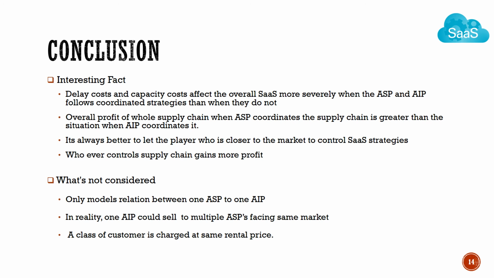In our case, it is the ASP who is close to the market, and they will be maintaining the strategy. Also, whoever is close to the supply chain can gain more profit by exploiting the information for their own benefit.